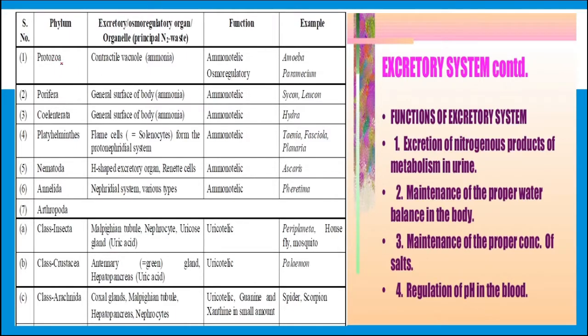For example, in protozoa, the excretory organelle is the contractile vacuole, and it is ammonotelic in nature, for example amoeba, paramecium, etc. In porifera, the general body surface is used for that, and the organism is ammonotelic, for example sycon, etc. Then coelenterates use the general body surface for this process. It is also ammonotelic in nature, like hydra.